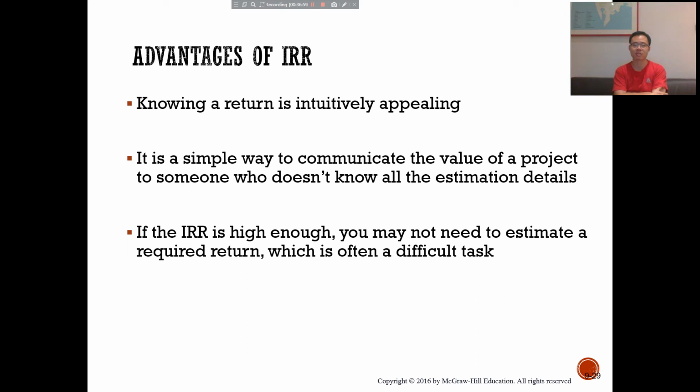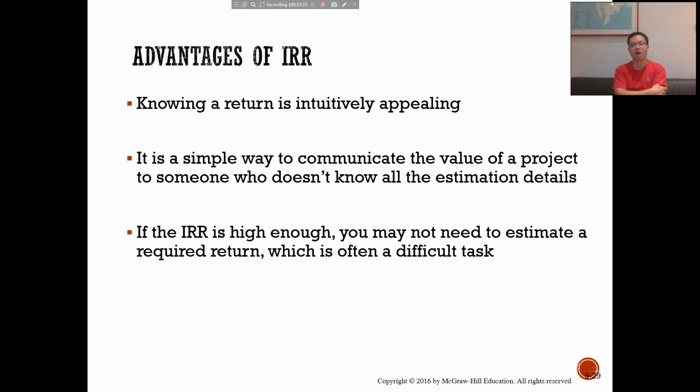Estimating a required return needs you to find comparable projects with a comparable risk level, which is pretty hard and sometimes almost impossible. Like I said multiple times, it's impossible for you to estimate the risk level of the current project you're thinking about before it starts.